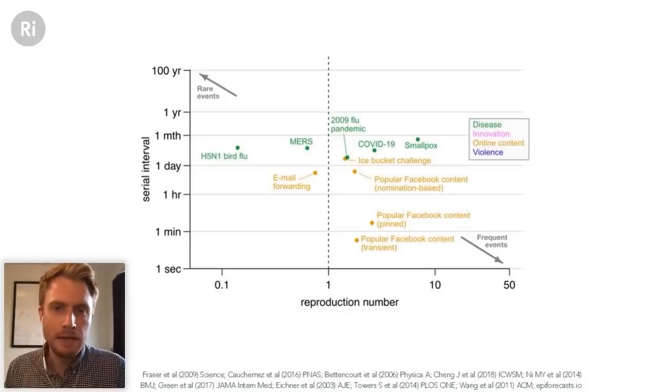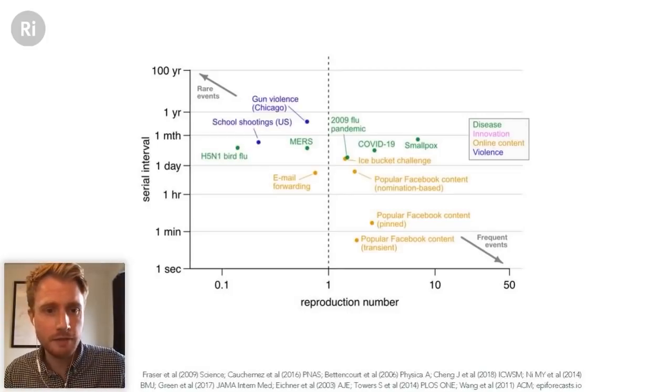Pinned content, where you stick something on your profile or you pin it to the top, tends to spread quicker. And transient content, which is where people post and just hope that people will reshare it, spreads potentially very quickly indeed. But you'll notice that all of this popular content has a reproduction number in that range of around 2. So actually, it's very much the timescale that's driving things going viral, less than this kind of individual-level having a really high amount of transmission. And actually, popular online content, certainly on Facebook, has a similar reproduction number to something like COVID overall.